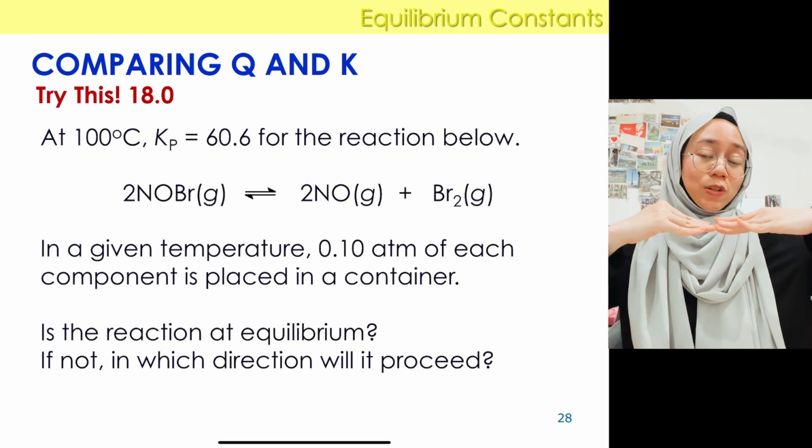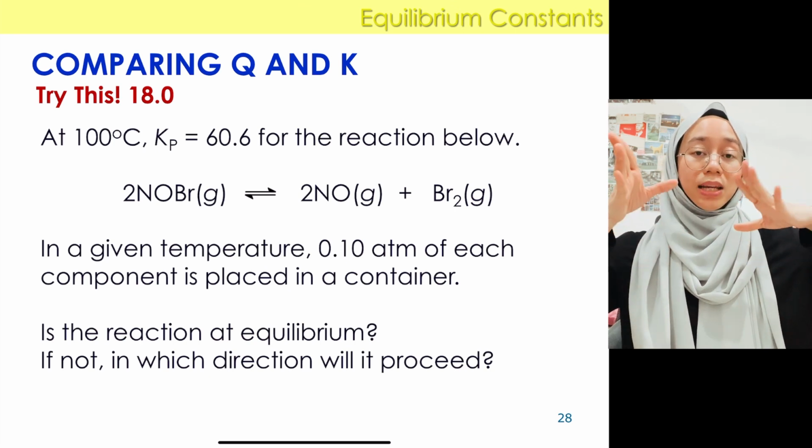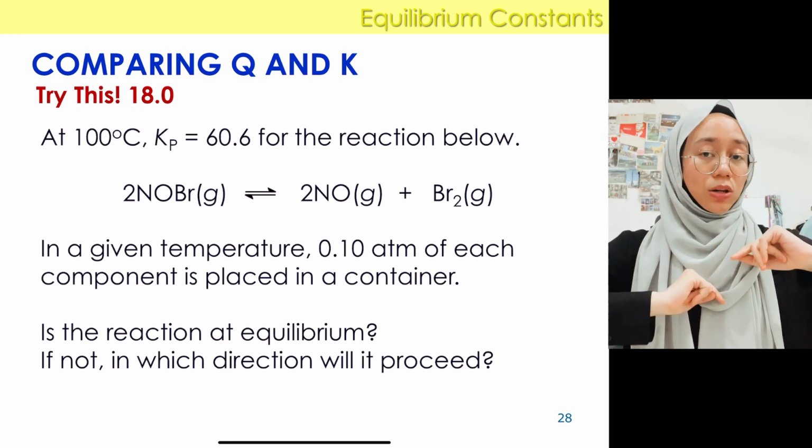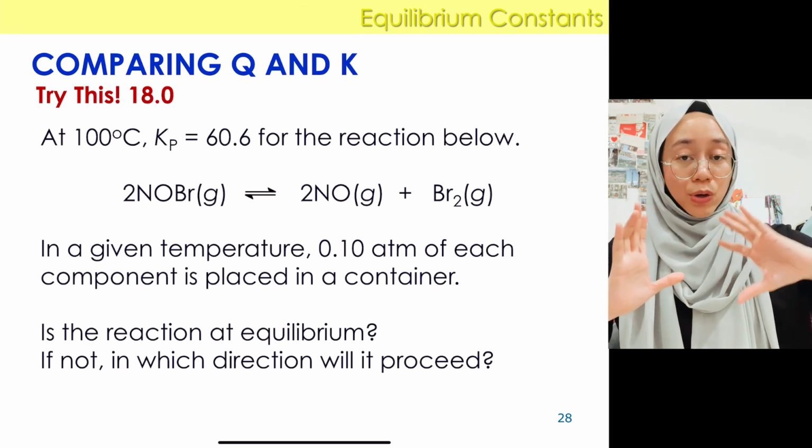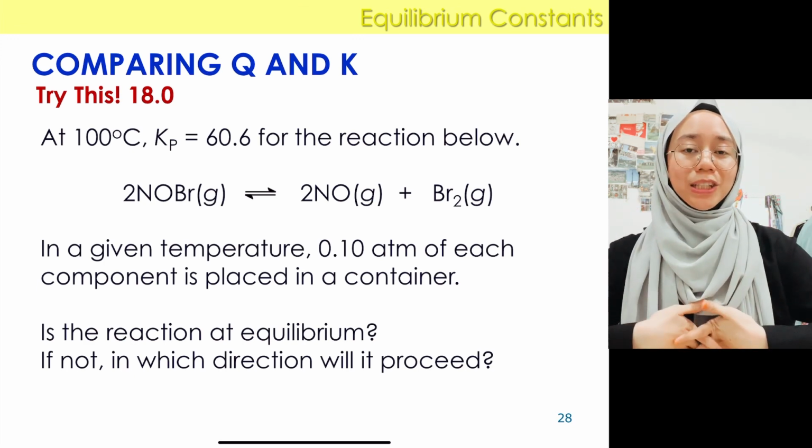Okay, so just remember kalau Q less than K, Q more than K, the system is not yet in equilibrium. Tapi if the value of Q is equals to K, meaning the system has reached equilibrium.